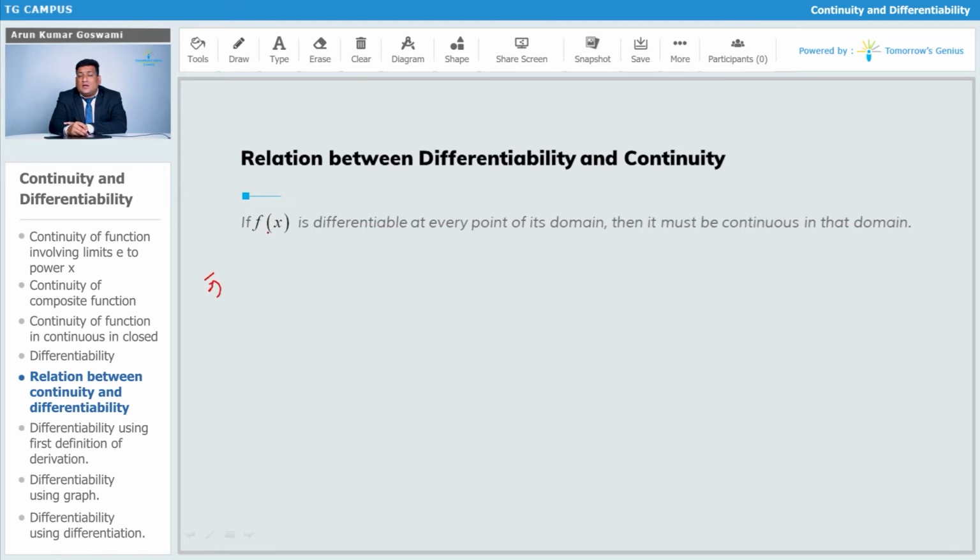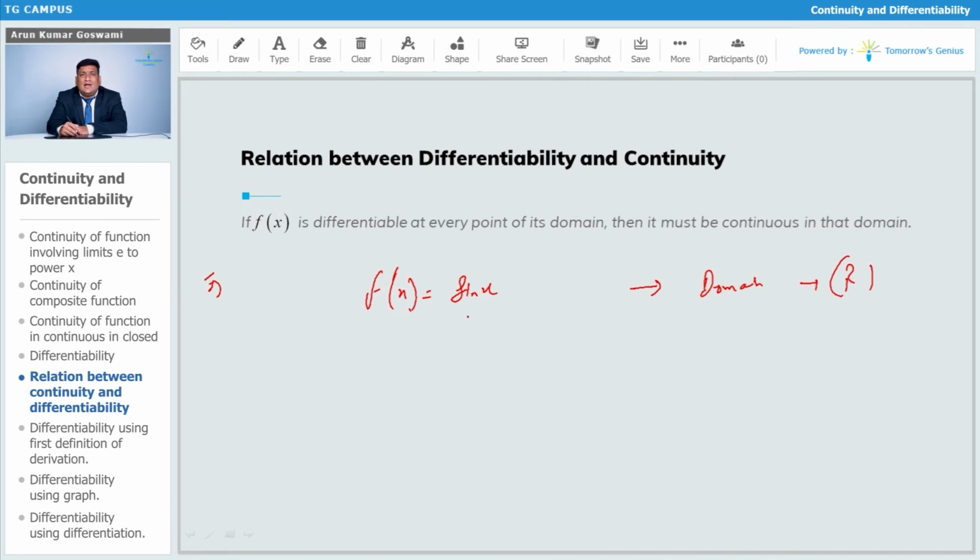So same thing here. If my function is differentiable at every point in its domain, then it must be continuous in that domain. Domain means what basically? Domain means input. So if I take f of x as sin x, let us suppose this example, sin x is my trigonometric function. The domain of sin x is basically all real numbers. So the domain for sin x is nothing but R.